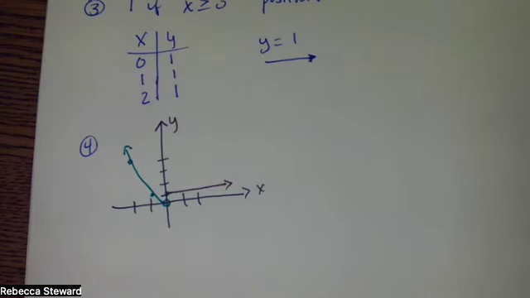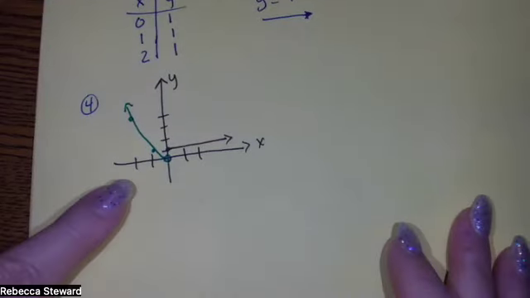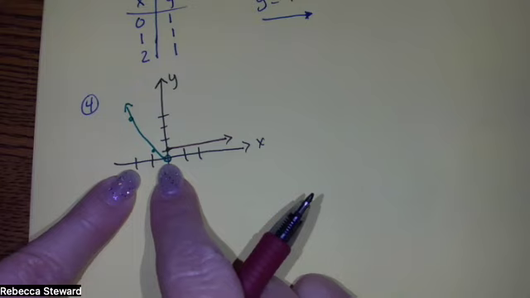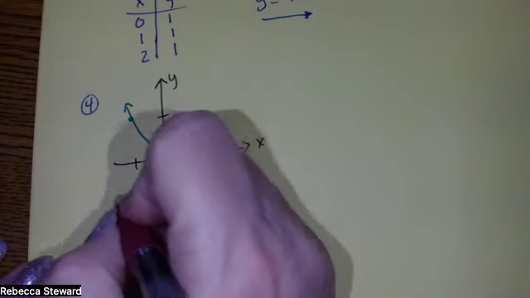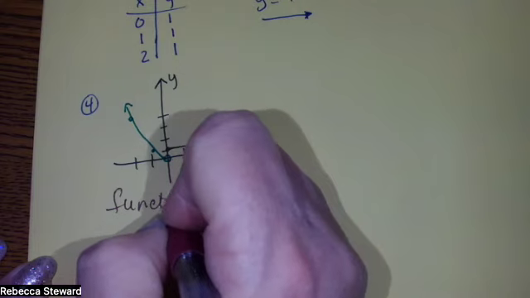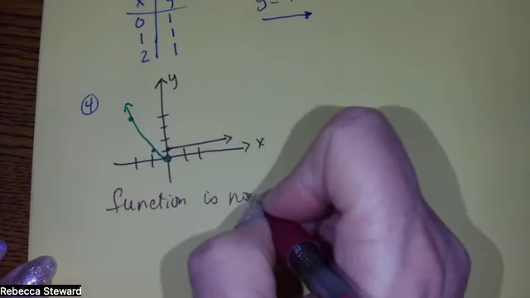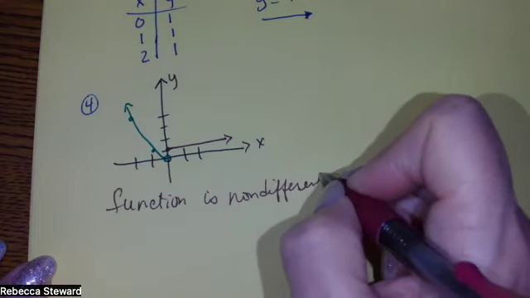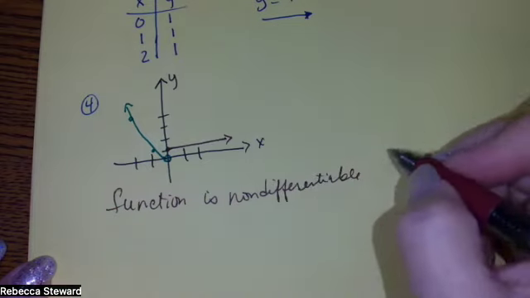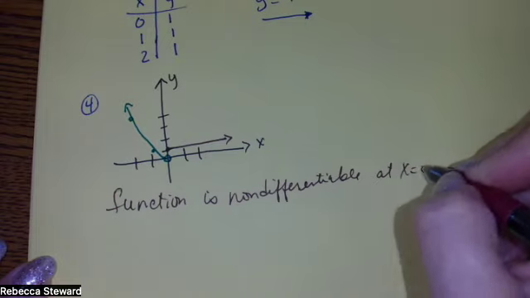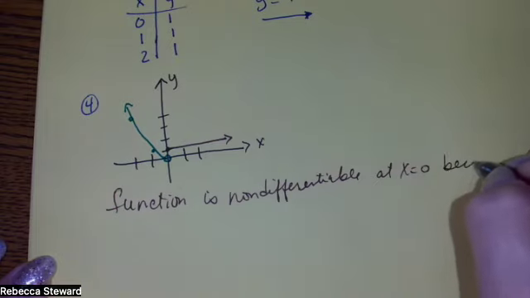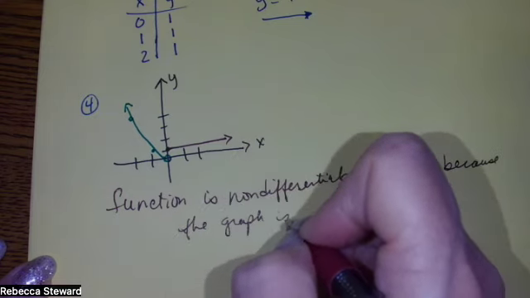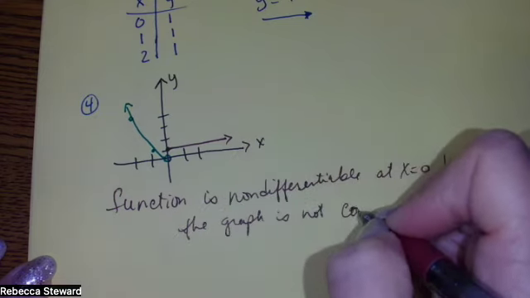So we were able to sketch our graph and determine where f is non-differentiable. So where is it non-differentiable? That is at 0 because the graph is not continuous. So our function is non-differentiable at x equal to 0 because the graph is not continuous.